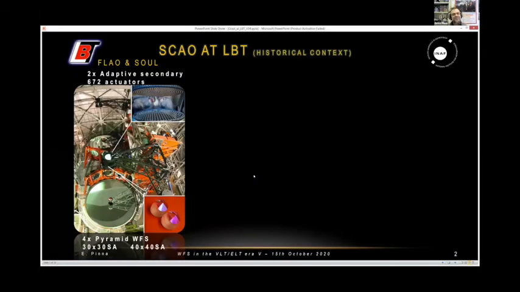First slide is a bit to give an historical context to the younger of this meeting. So we are talking about the SCAO, the single conjugated adaptive optics at LBT. The first systems were called FLAO systems. Now they have been upgraded into SOUL systems. But anyhow, we are talking about adaptive secondary mirror as corrector with 672 actuators and pyramid wavefront sensors that in FLAO case were 30 by 30 subapertures. Now we have equipped with OCAM2K camera with SOUL and they have now 40 by 40 subapertures.